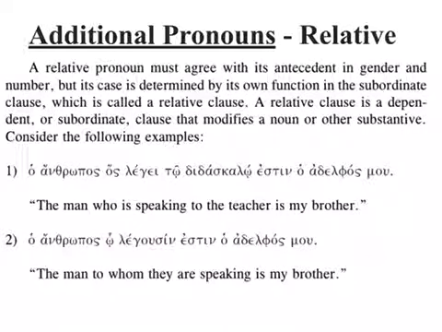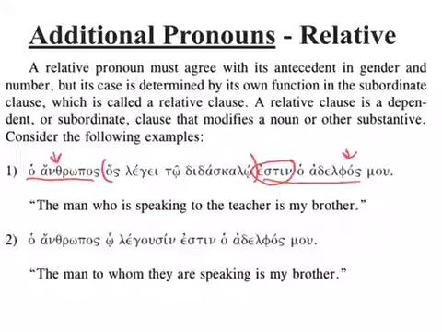So examples on how they work. Usually I want to set it apart from the sentence. So it would be the man, ho anthropos, is my brother. So you have the esti right here, which is from eimi. So that's why you have two nominative cases right here. The man is my brother.